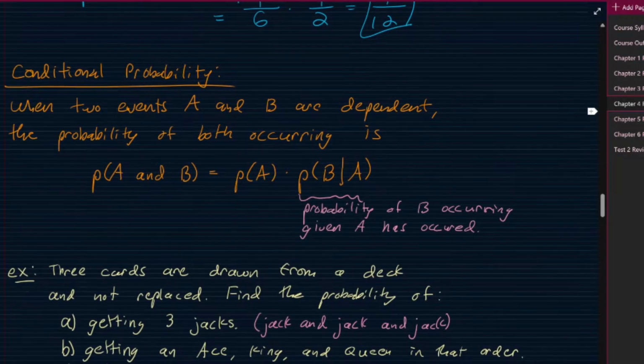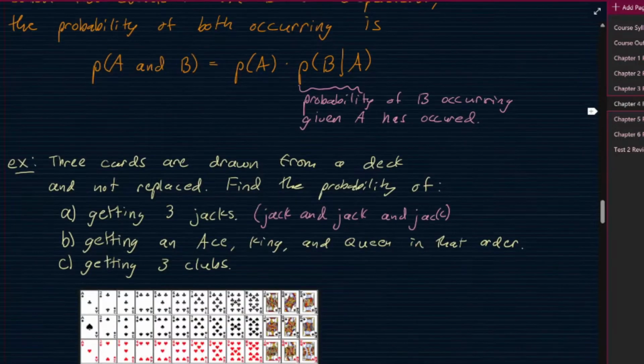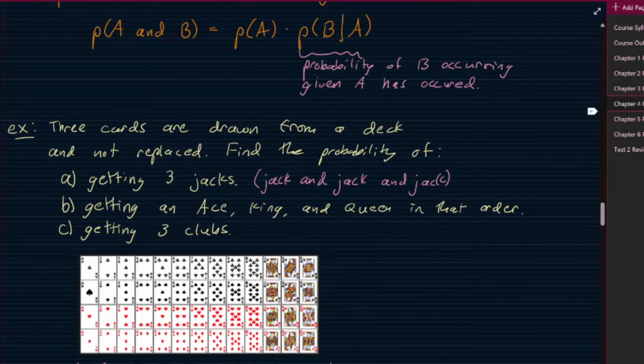We looked at a good example here involving a deck of cards. 3 cards are drawn from a deck and not replaced. So not replaced means if we draw, say, the 9 of clubs, we don't put it back in the deck, and so therefore we can't get another 9 of clubs. And rather than having 52 cards to choose from, we would have 51. So it might change some things in our calculations. For example, when we're asking what's the probability of getting 3 jacks, it's like jack and jack and jack.